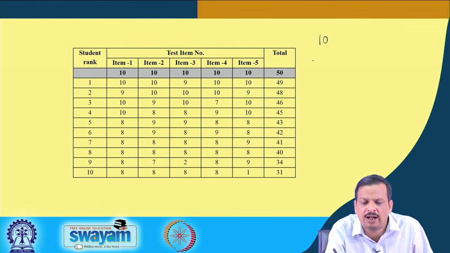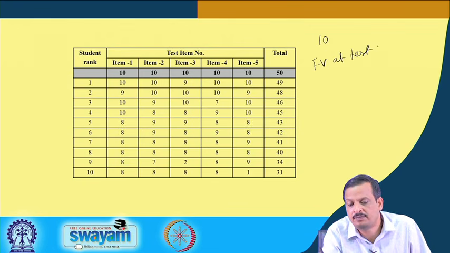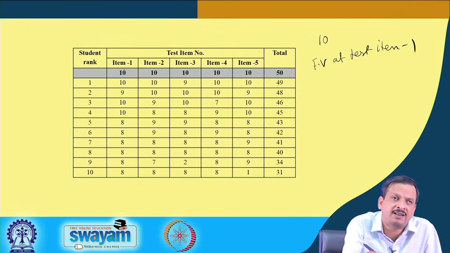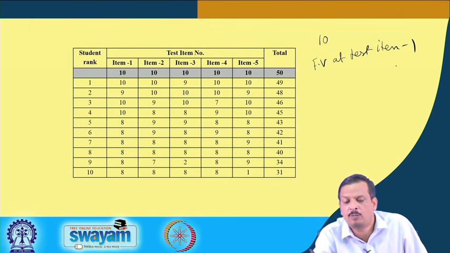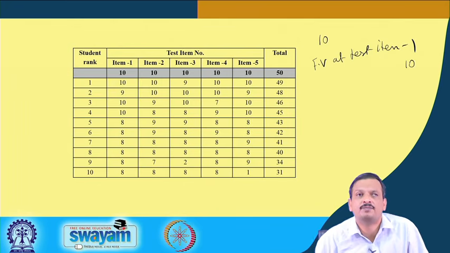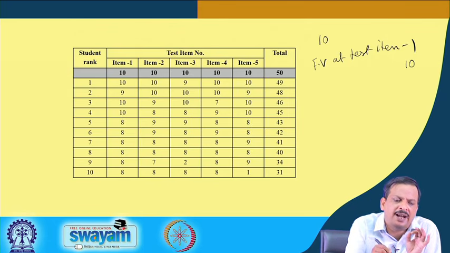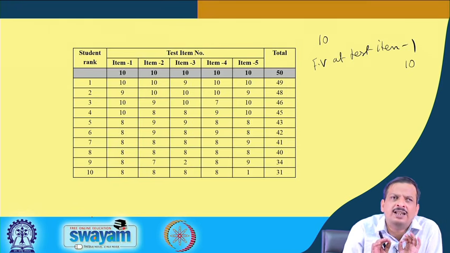So, I want to calculate the facilitation value of test item 1. What is the highest marks? 10. So, first thing is that I have to calculate the upper group. I have ranked them 1, 2, 3, 4, 5. So, I have ranked the students and according to the rank I name them. Then I have to find out the upper group and lower group.